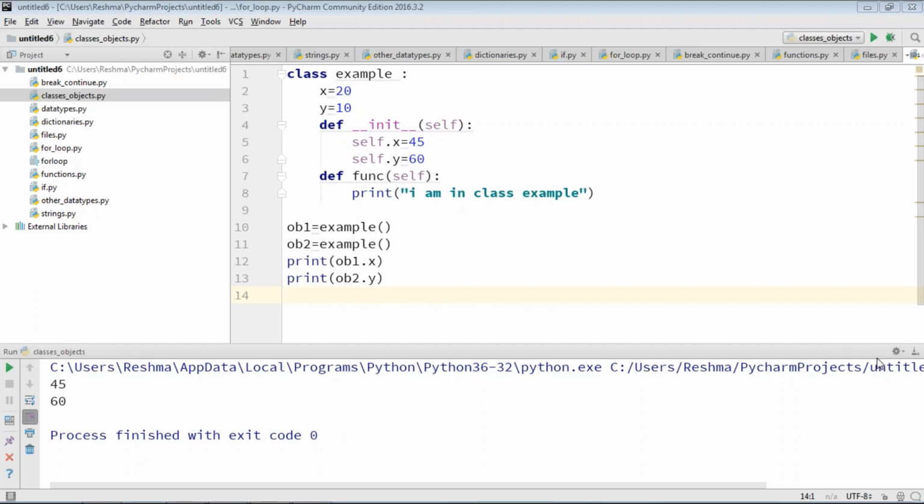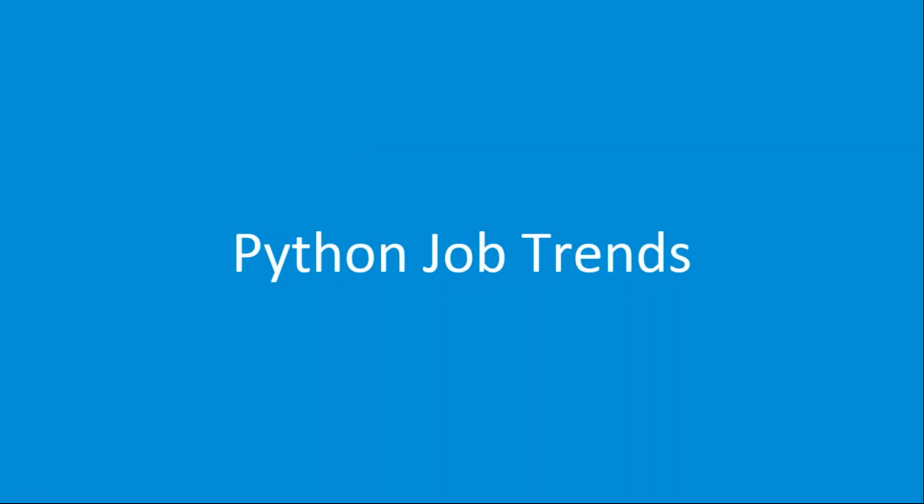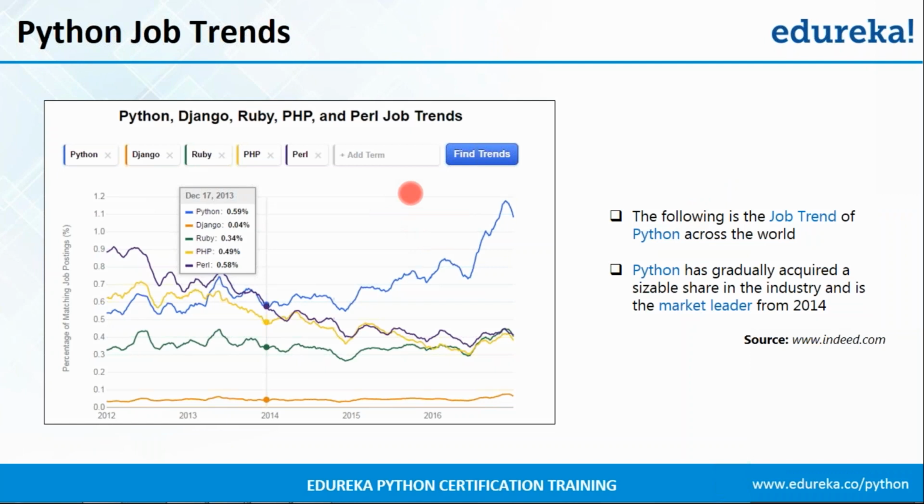Okay, no questions. So now let us take a look at the Python job trends. This is a trend graph that has been collected from Indeed.com, and this is the data from 2012 to the end of 2016. This blue line over here represents Python, and you can see that people who know Python are grabbing more opportunities. They are getting more opportunities since Python is trending, and obviously it will, since you have seen how much you can do with Python.